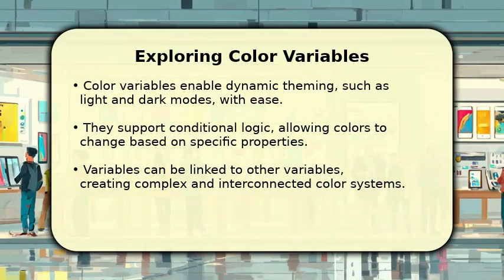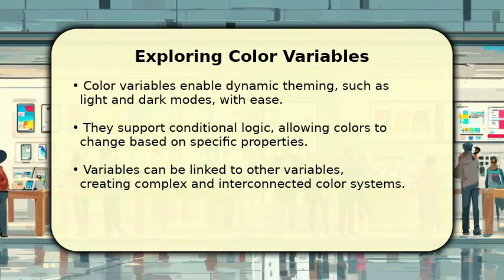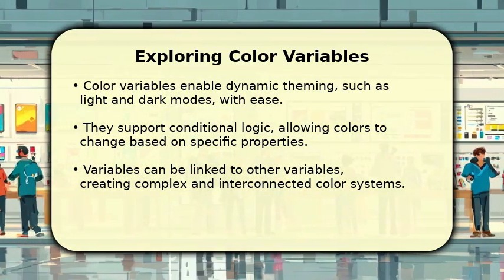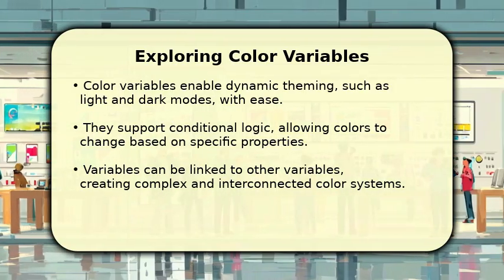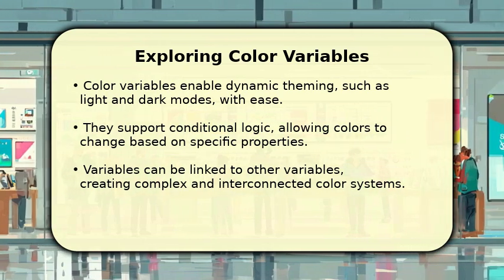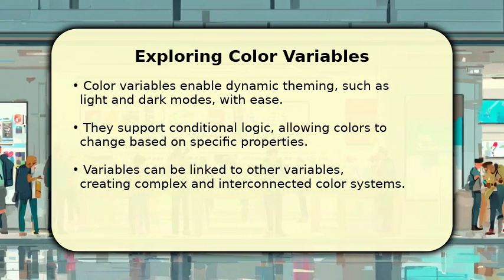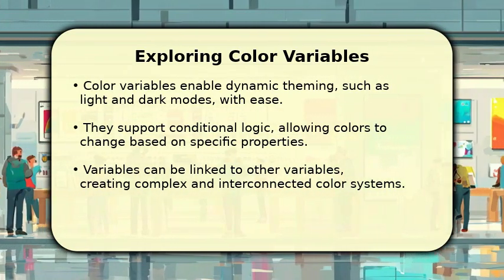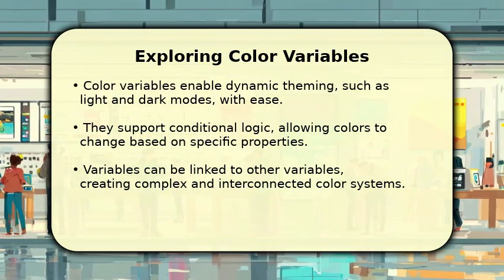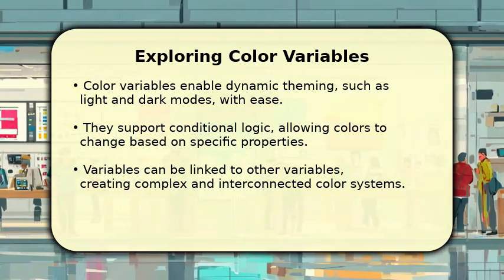Now, let's explore color variables, a powerful feature for dynamic and intelligent color management. Variables allow you to define colors that can change based on context, making them perfect for implementing light and dark modes, or even different brand themes within a single file. You can link one variable to another, creating a sophisticated network where a change to a base color can cascade through an entire system. This level of control is invaluable for creating flexible designs and significantly improves the handoff process to development teams, ensuring precise implementation.